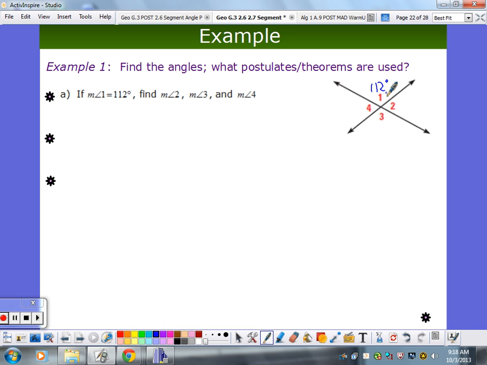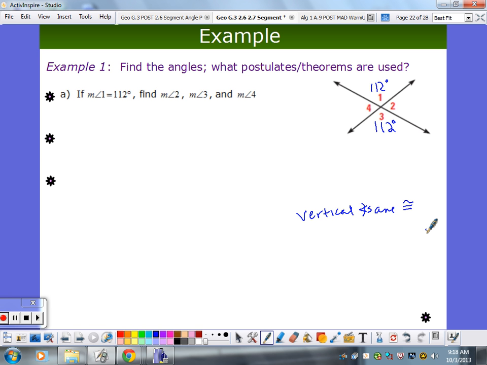But how do we do it? Yeah, what do you do? Because of the vertical angle congruence theorem, 3 is 112. Because vertical angles are congruent, so we've used that one. This is one that I always write out: vertical angles are congruent. I'm not good at remembering. So that's one theorem we're using.